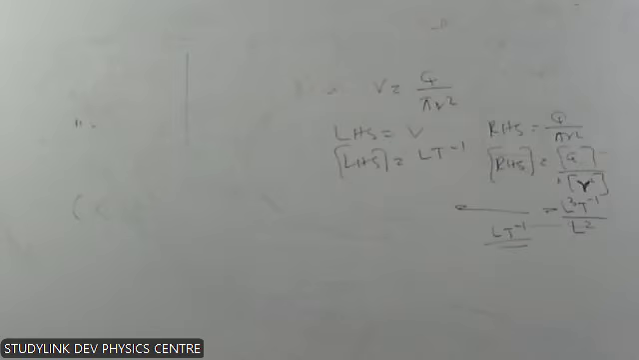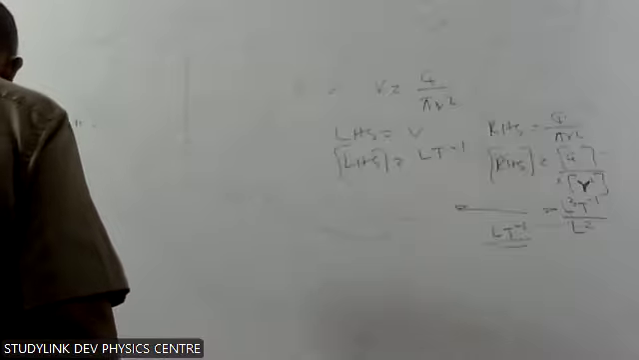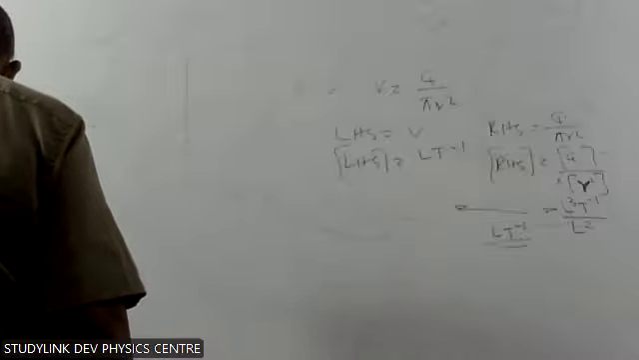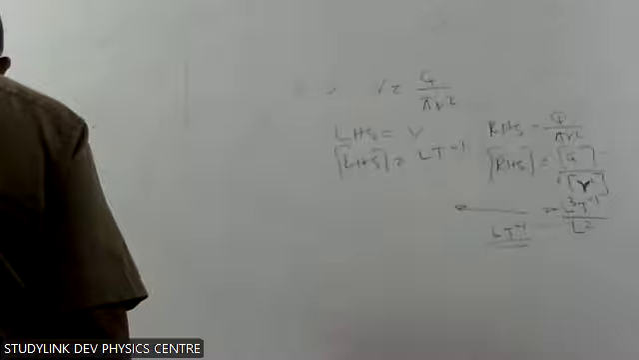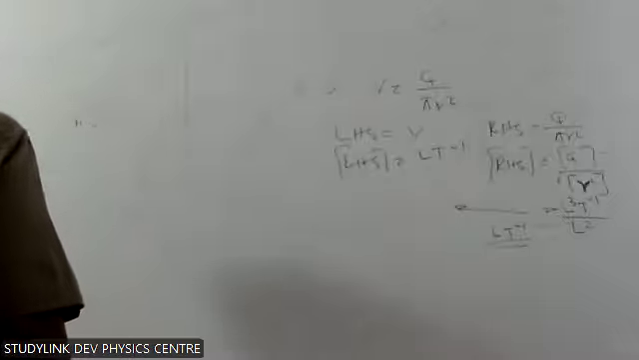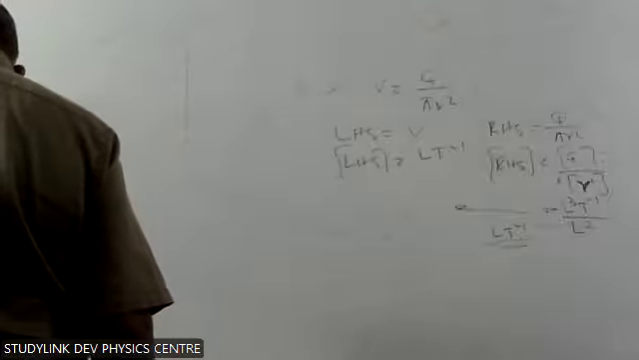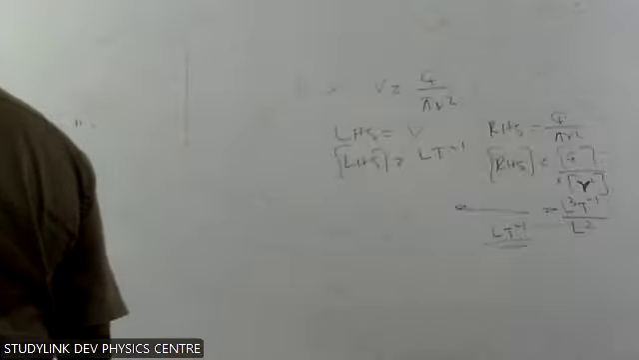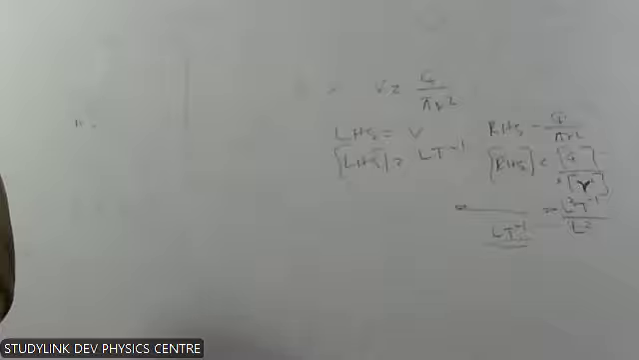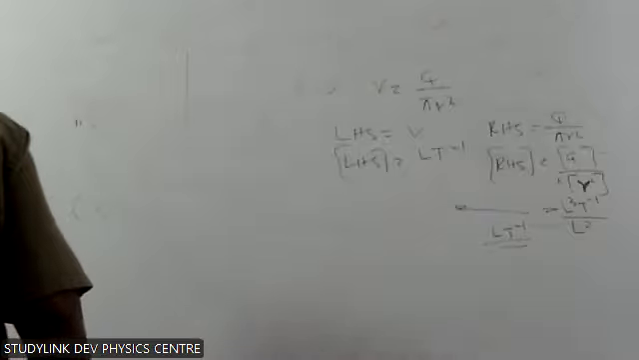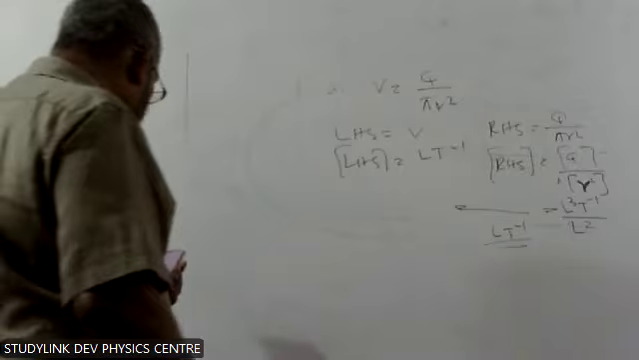Part C. Hence, show that the rate of work done by the pressure difference against the viscous force is Q delta P. We'll see how to get it.